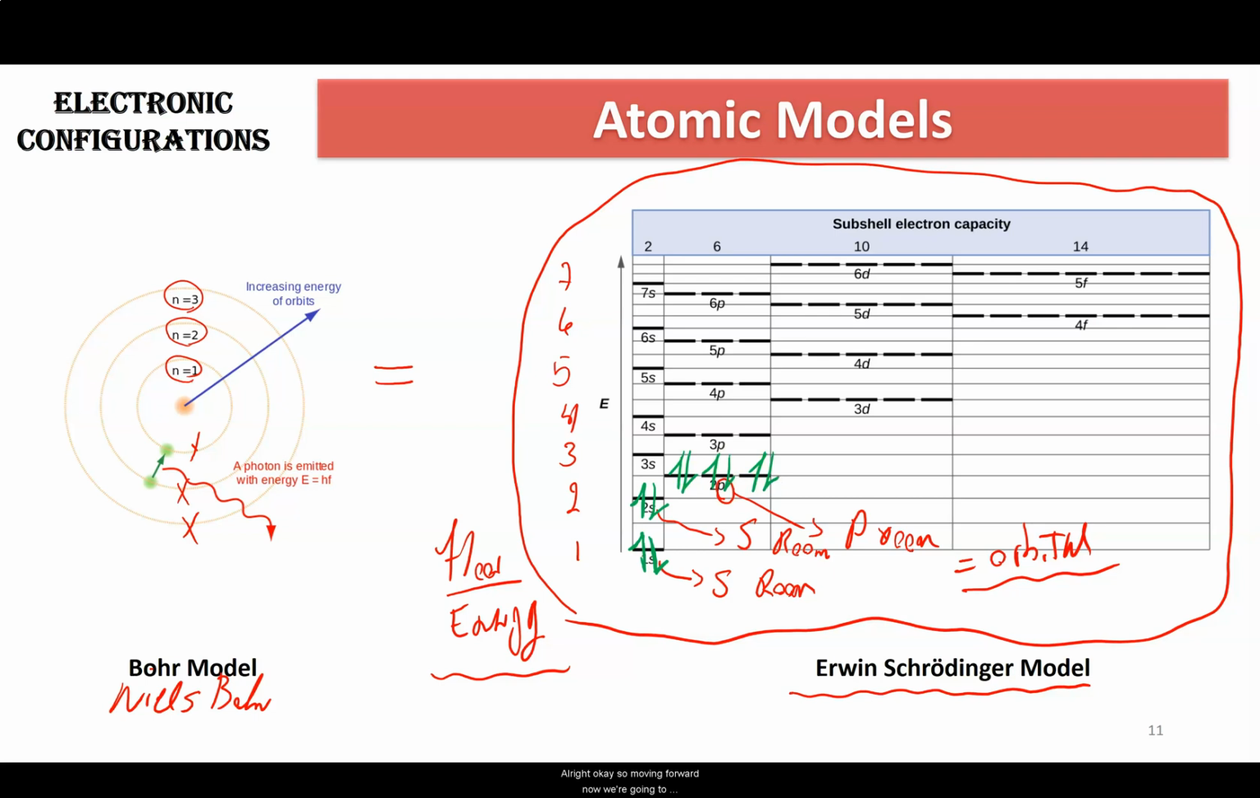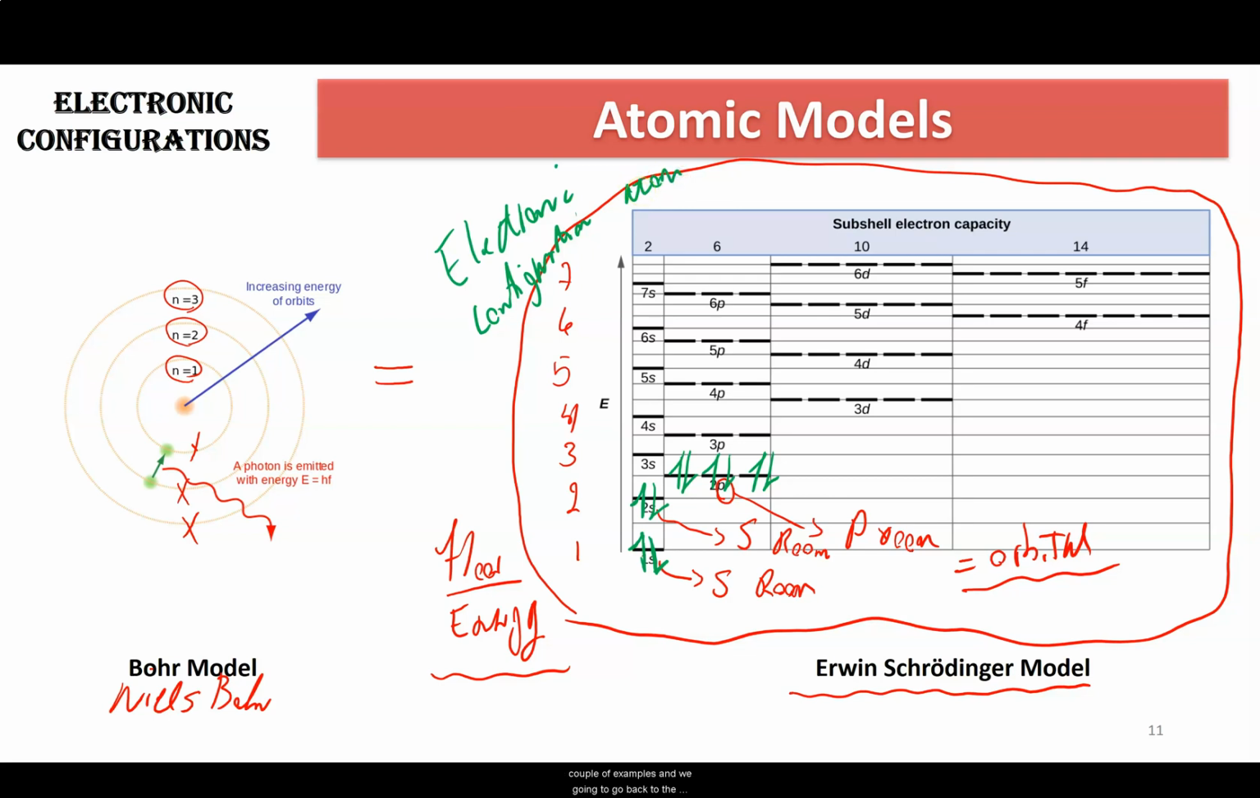All right, okay. So moving forward, now we're going to get into the electronic configuration. So what I have simply drawn in this big box here is known as the electronic configuration of an atom.